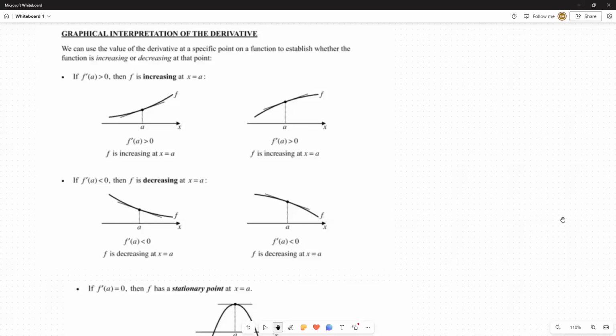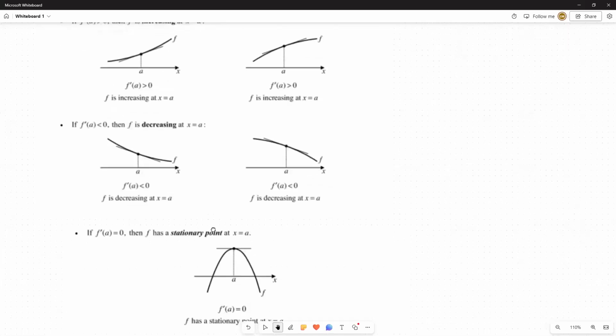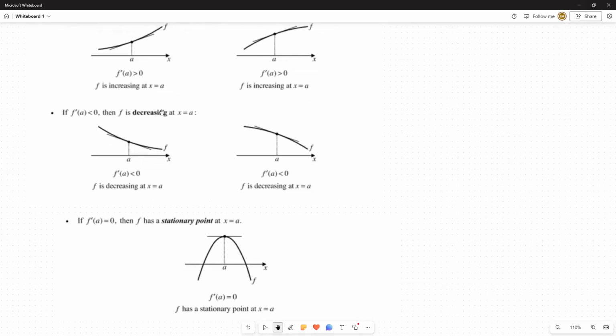Let's look at the graphical interpretation of the derivative that we're finding. For the first derivative, we're going to be able to establish whether we have an increasing or a decreasing graph. If the derivative is positive, then we have an increasing graph. The increasing graph could either look like this or look like that, either way is increasing. If our first derivative is negative, it means that we have a decreasing graph. The decreasing graph can look like this, or it can look like that. If our first derivative is 0, then we have what we call a stationary point, and you can see that we don't have a slope there.